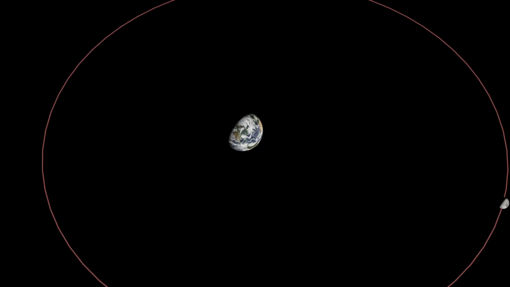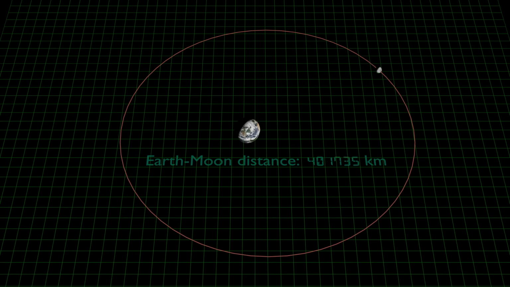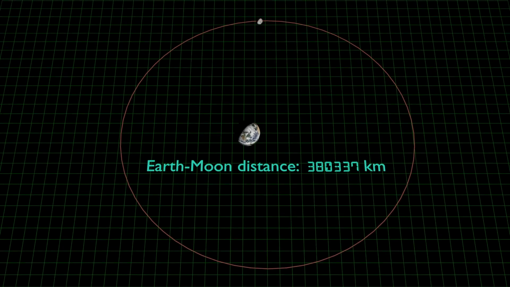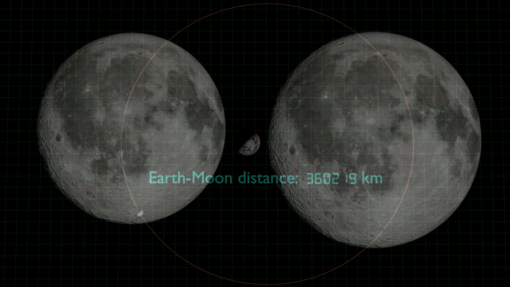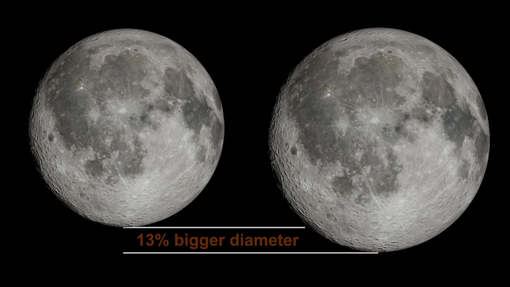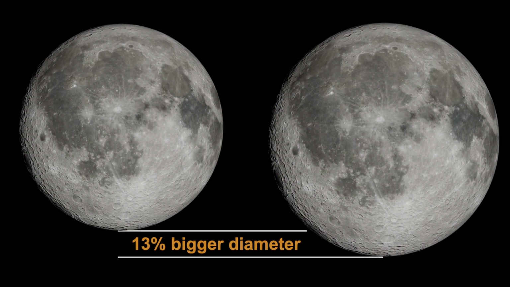Next, we have a supermoon, and this happens when we get a full moon that's bigger than normal. The moon's orbit around the Earth isn't circular, it's slightly elliptical, which means that the moon gets closer to us and then further away. So, it seems to get bigger and smaller, and the difference is more than you might imagine.